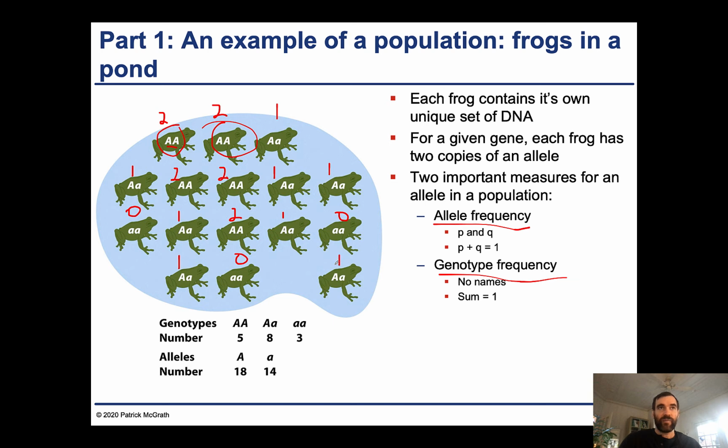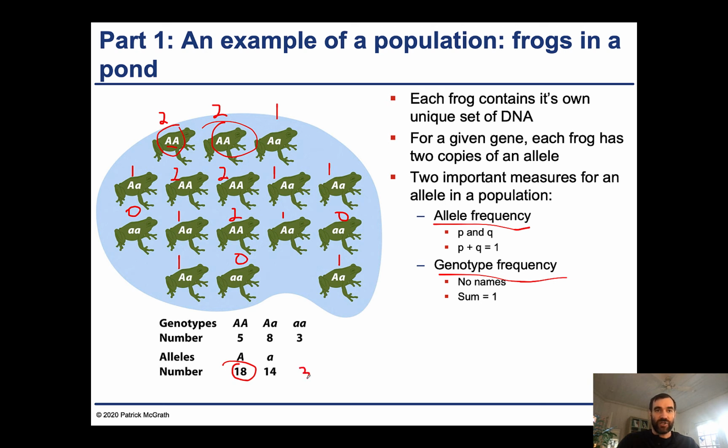Now we simply add up this number. So 5, 6, 7, 8, 9, 10, 11, 12, 13, 15, 16, 17, 18. And so there's 18 big A's within this population. And then for the little a's, they are 14 if we did the same process right here. So if we wanted to calculate the allele frequency, we simply add these together.